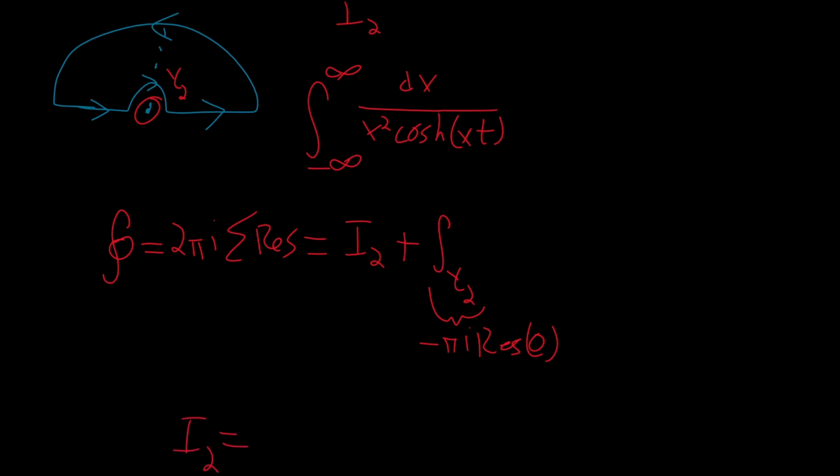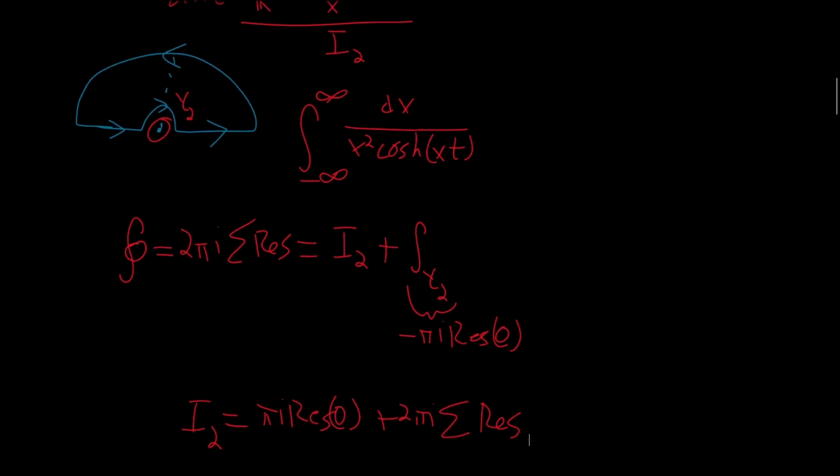I2 is actually just equal to pi i times the residue at 0, plus 2 pi i times the sum of the rest of the residues. So the sum of the rest of the residues. I'm not going to write an argument there yet. So with all that talk of residues out of the way, let's actually get calculating with some of these.